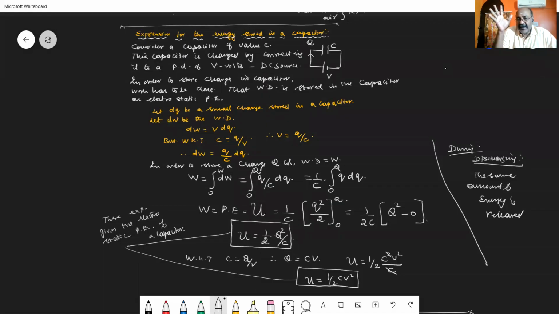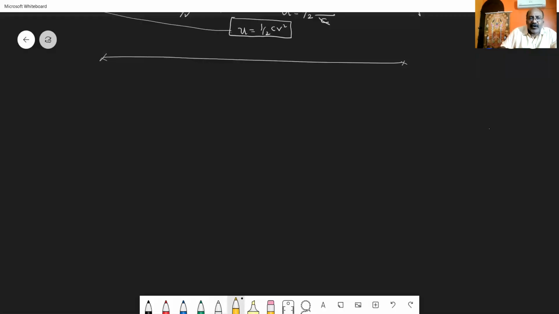Hope you have understood. After calculating the small work done in order to store a small amount of charge, you integrate, and you get the total work done, which is equal to the total energy, called the electrostatic potential energy stored in the capacitor. Right. So we are going to study the total energy stored in grouped capacitors.